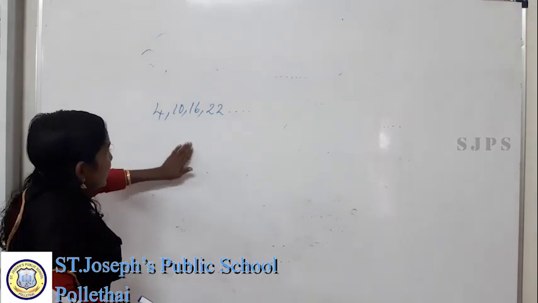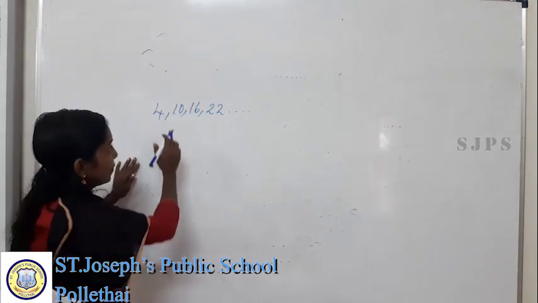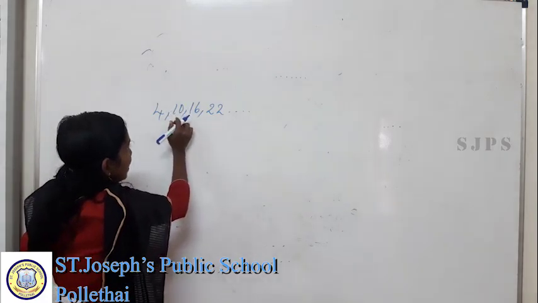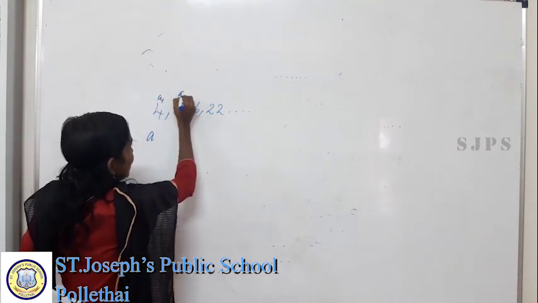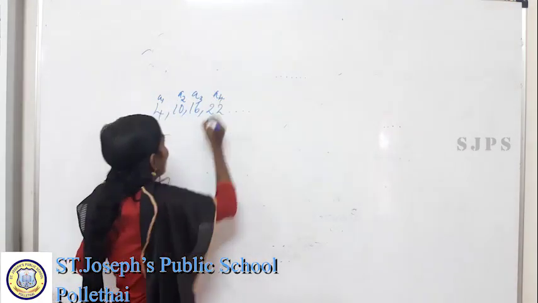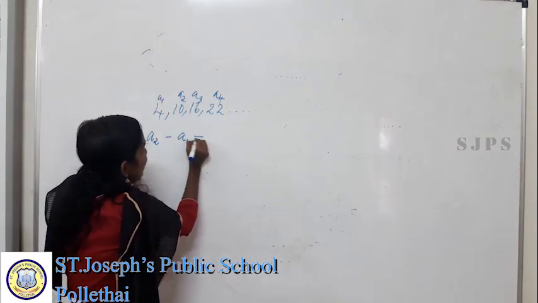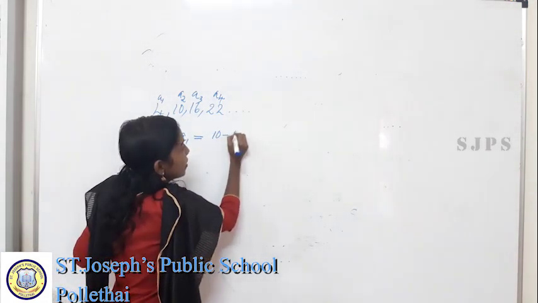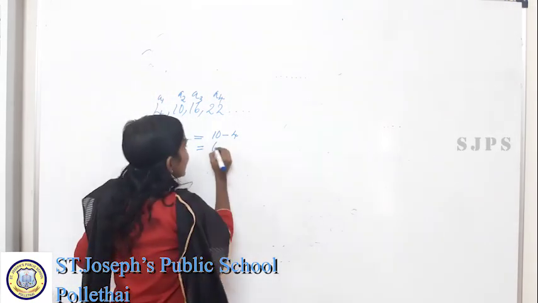To check is it an AP or not, first we want to subtract. Take this as A1, so A2, A3, A4. Then A2 minus A1: 10 minus 4. What we get here? 10 minus 4 is 6.